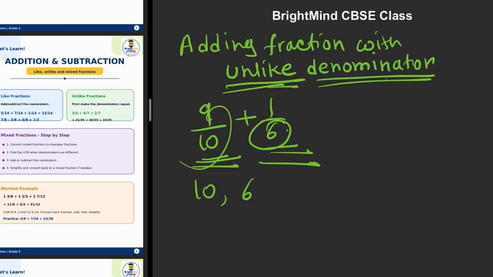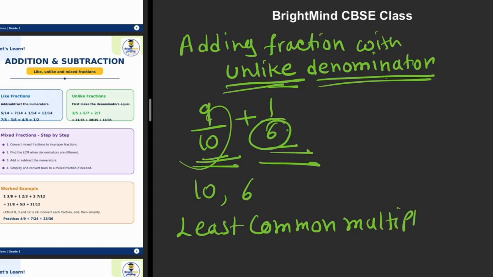Okay, what do we mean by the least common multiple? Least common multiple. In short form, it is LCM. And a good way of doing that is to start with the larger denominator here. What is the larger denominator here? It is 10.